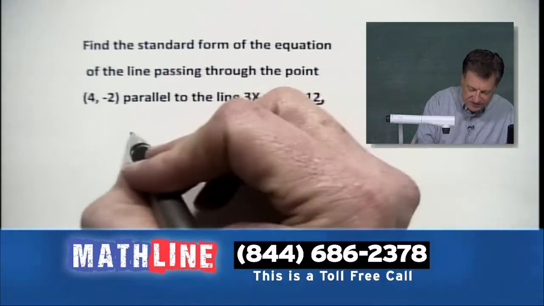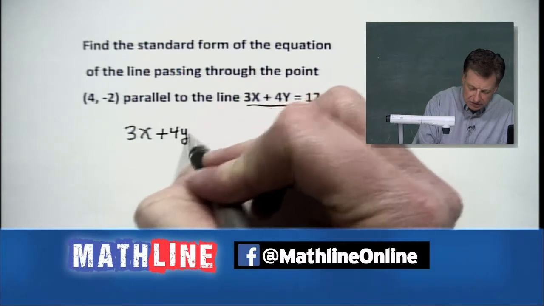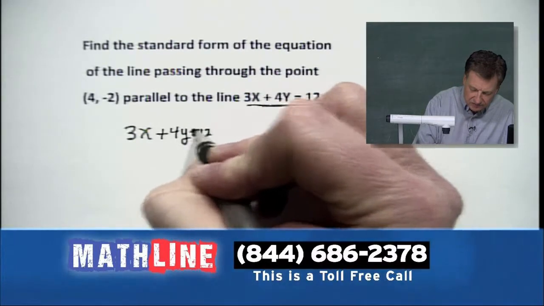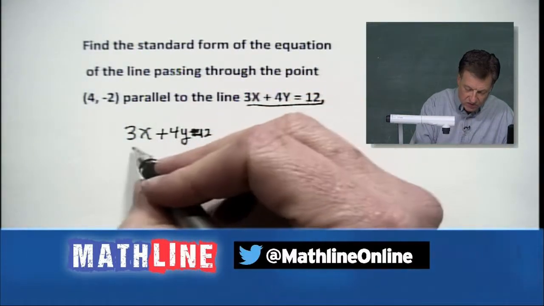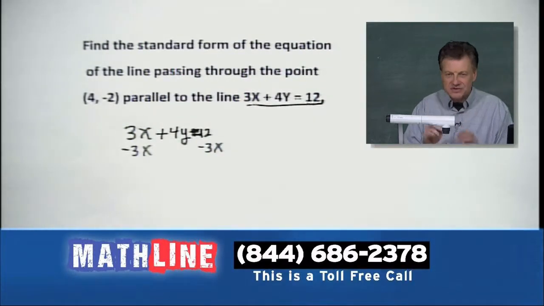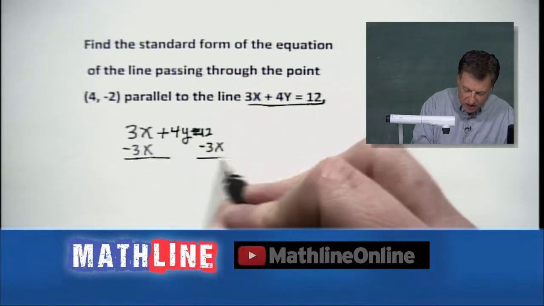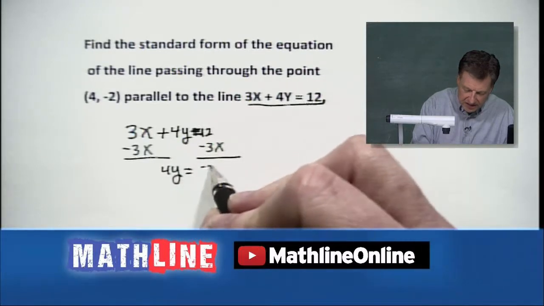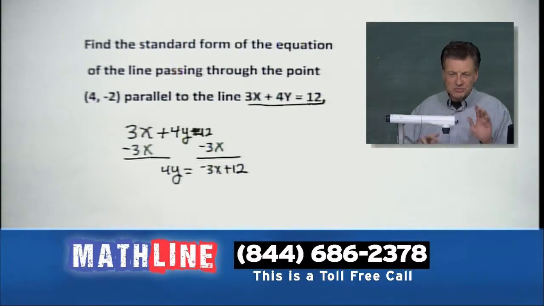So first things first, let's take that 3x plus 4y equals 12. What we're going to do is get y by itself. We're going to subtract the 3x from both sides, because it would be nice to know the slope. So 4y equals negative 3x plus 12. It's still plus 12, still positive.